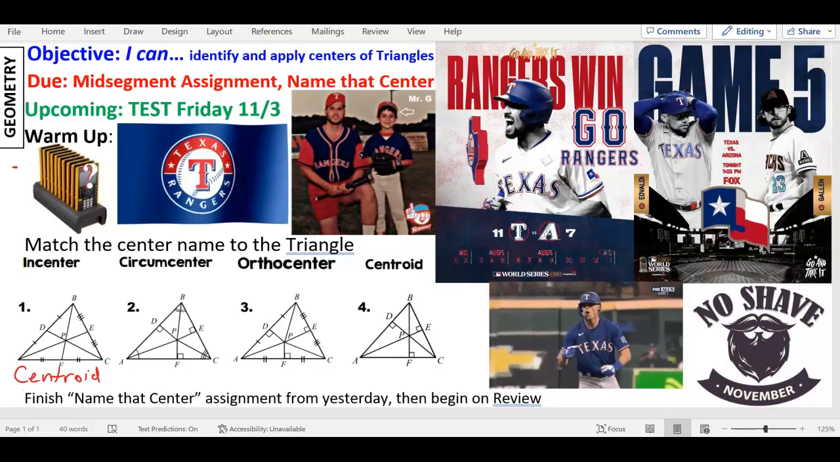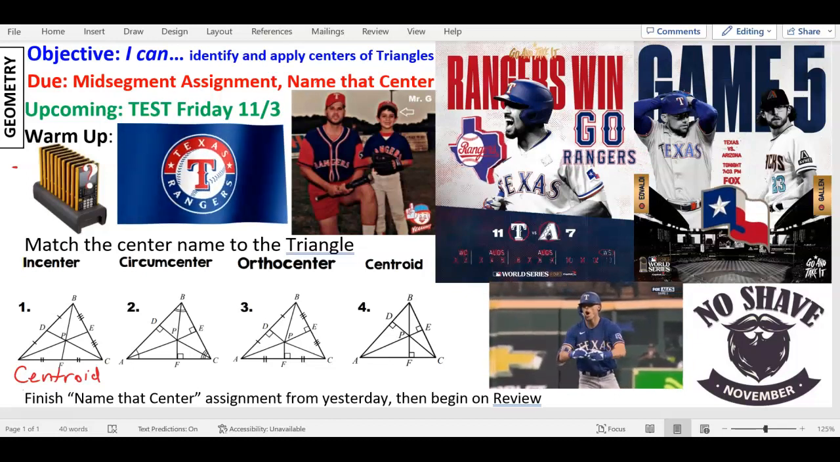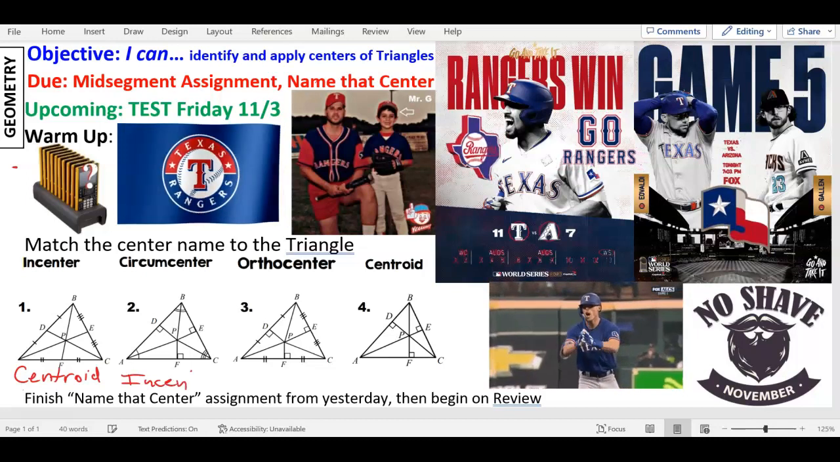Incenter, okay? So the incenter is when you have those angle bisectors. Incenter.